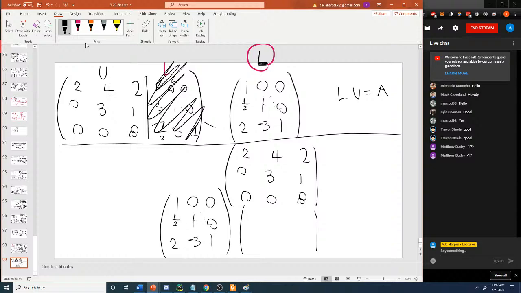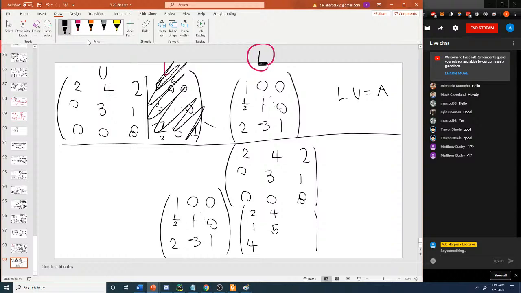So if I multiply this first column by this first row, I get 2. If I multiply this column by this row, I get 1. If I multiply this column by this row, I get 4. If I multiply this column by this row, I'll get a 4 here. This column by this row. Well, 4 times 1/2 plus 3 times 1, I get 7. And, wait, no, I'm being an idiot. I get 5.